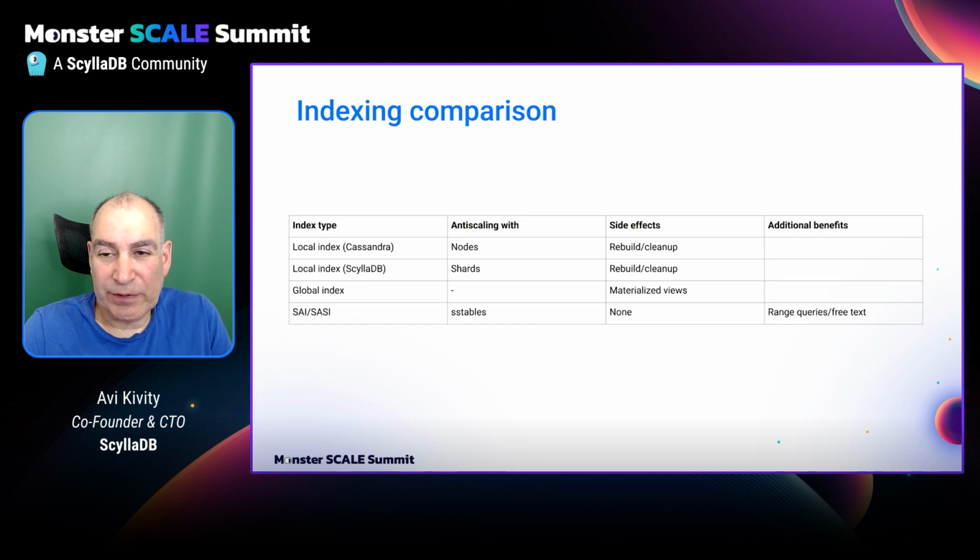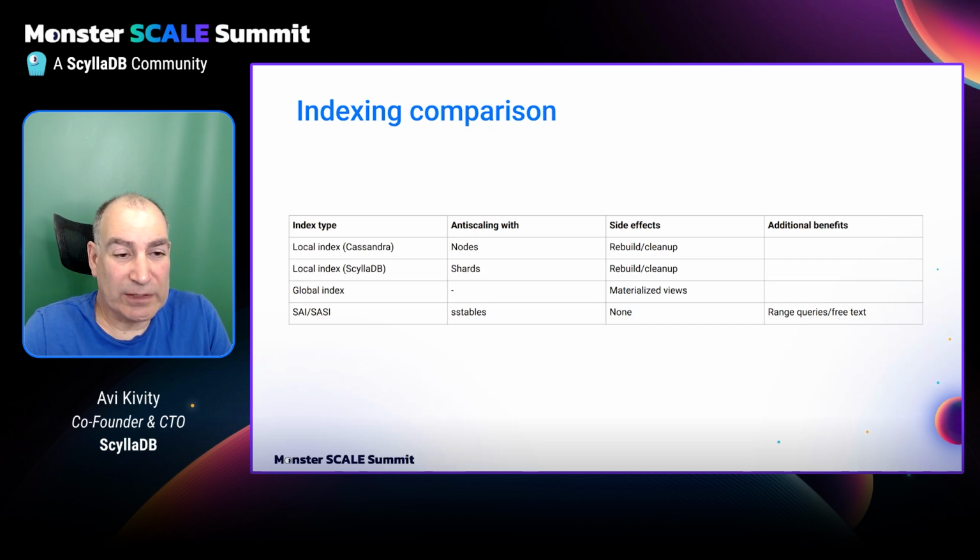So let's compare the various indexes. So you can see that each solution has an anti-scaling with something, except for the global index. And this is indeed what we chose.